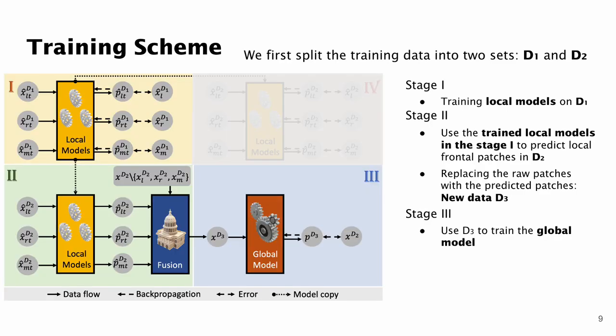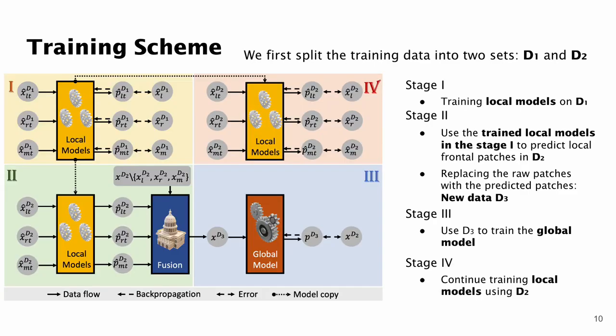In the third stage, we use the newly generated D3 to train the global model. As we build the D3 based on D2, we can directly use the ground truth in D2 to supervise the training of the global model. In the last stage, we continue to train the local models using the data in D2 because the training of local models in the first stage never saw those data, and we should not ignore this part. We expect the final local models to be trained thoroughly using all of the training data.